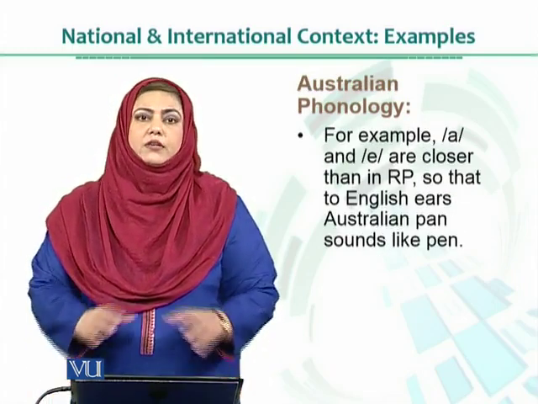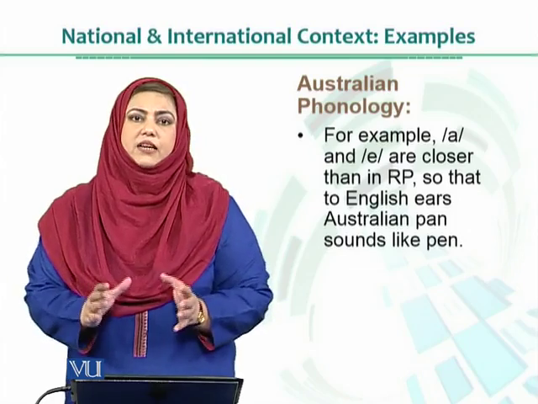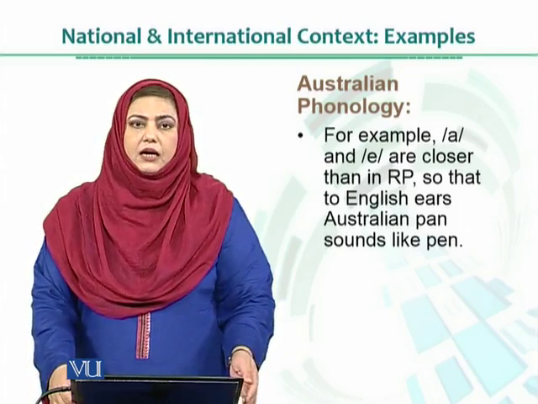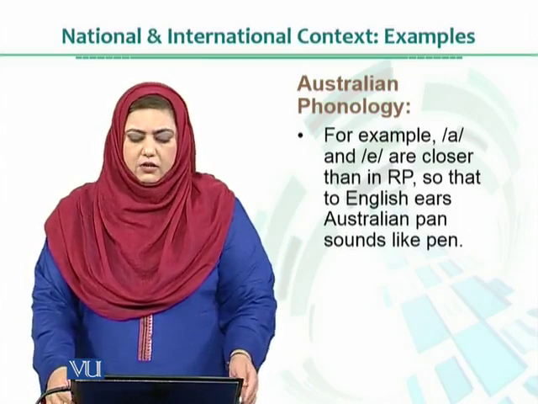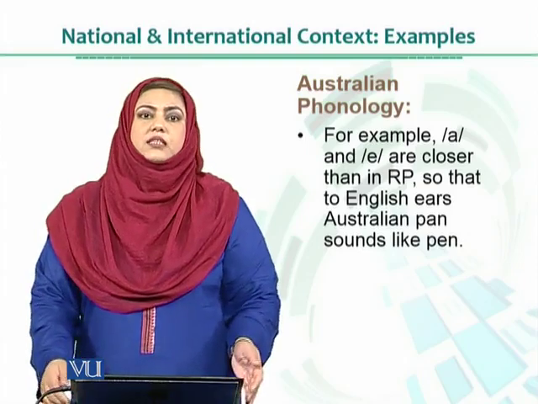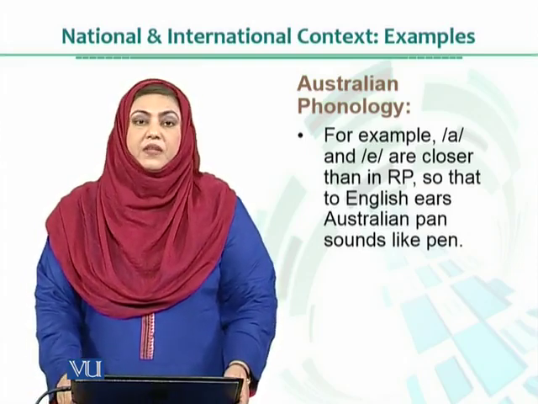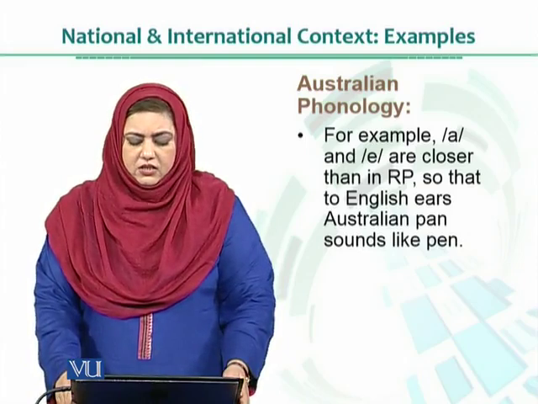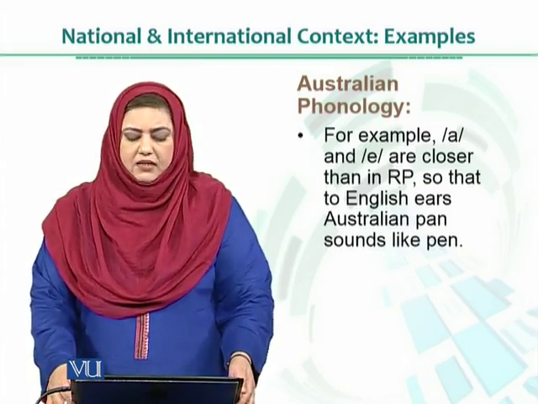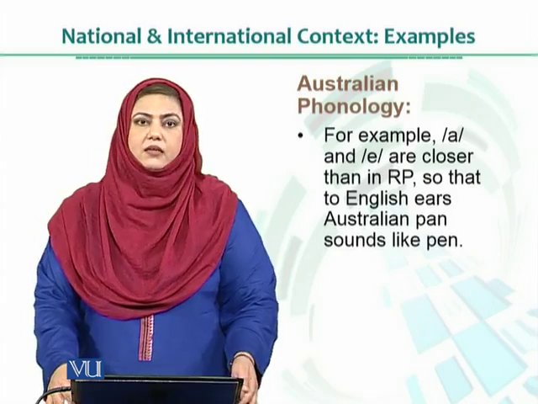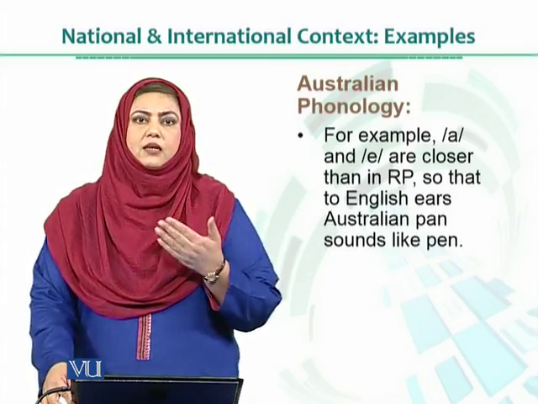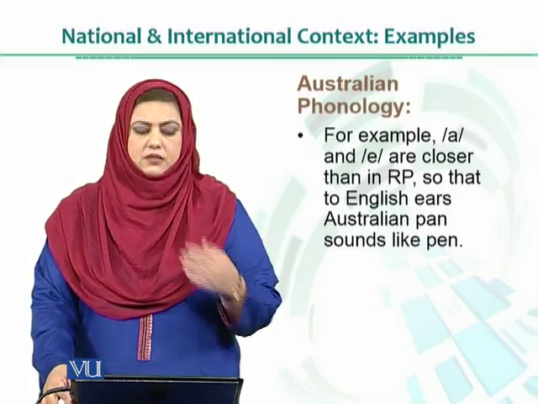Generally speaking, however, because the Australian variety is quite homogeneous, so, for example, a and e are closer in Australian pronunciation as compared to the British received pronunciation. So, to the English ears, Australian pan sounds like pen, because Australians would produce it like pen instead of pan.